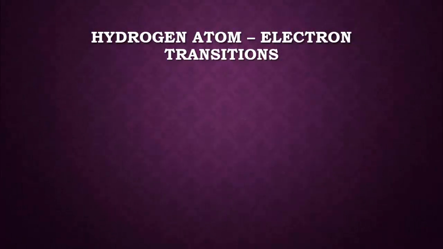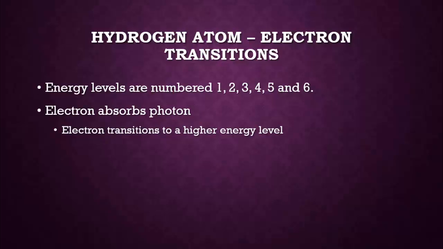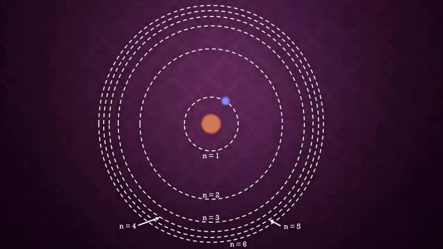Let's talk about electron transitions in the hydrogen atom. In the hydrogen atom, energy levels are numbered 1, 2, 3, 4, 5, and 6. When an electron absorbs a photon, the electron transitions to a higher energy level. When it emits a photon, it transitions to a lower energy level. Let's take a look at an example. This is a representation of the hydrogen atom with the electron in the energy level n equals 1. If it absorbs a photon, it will transition to a higher energy level. At this point, it could absorb another photon and go to some higher energy level. Eventually, it will emit this energy as a photon and return to n equals 1.